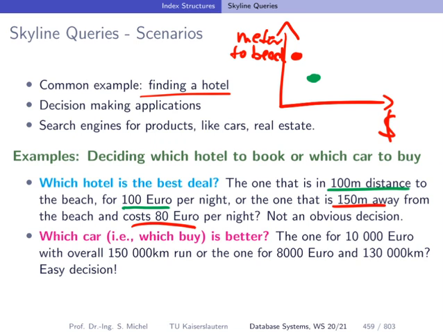So now let's have a look at what happens in another way. If you had a hotel, let's just make this up, a blue hotel, which is very close to the beach, and it's also cheap. So you see here that this blue one is better in all dimensions compared to the green one and the red one. So the green one and the red one don't have to be considered. And the skyline consists of all these points that cannot be thrown away.